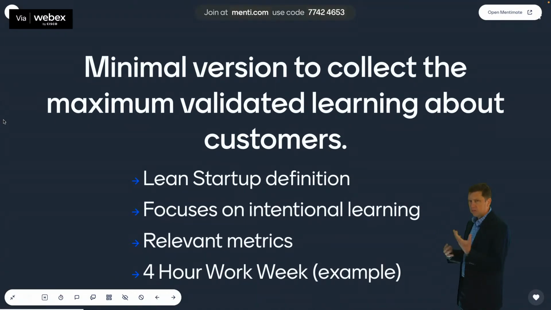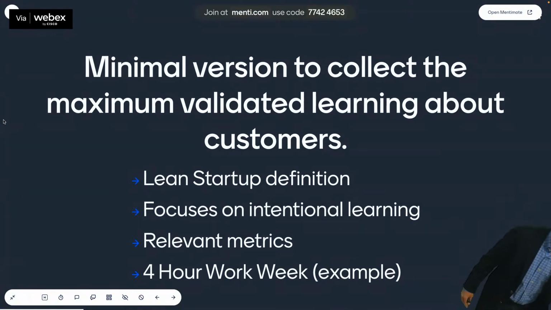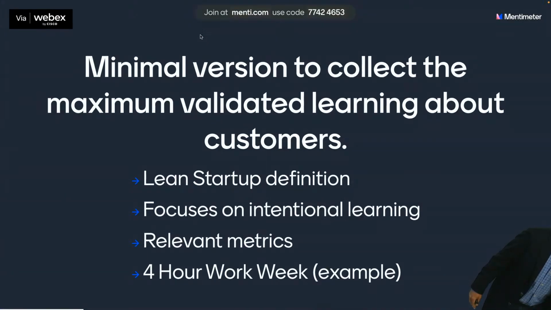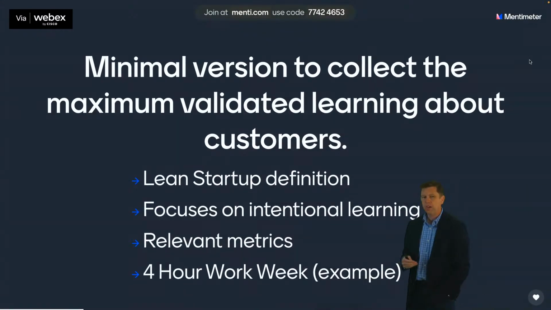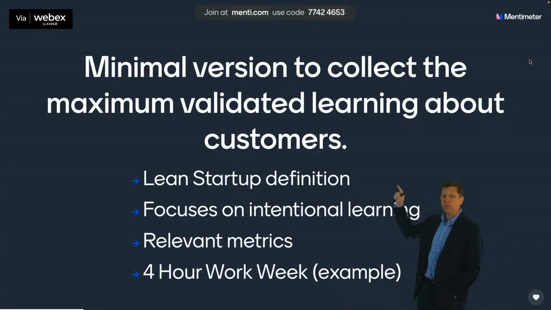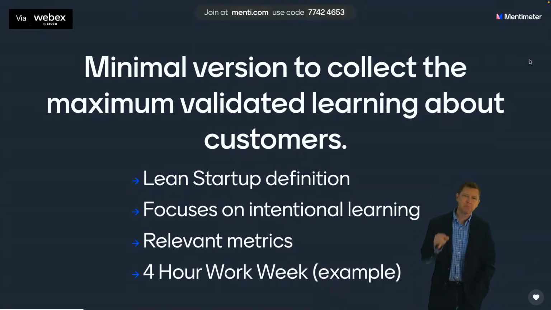An example of this: there's a book by Tim Ferriss called The 4-Hour Work Week that was a bestseller and did very, very well. When he was trying to come up with the title of his book, he was asking himself, what's the minimal thing I need to do to collect the maximum validated learning about customers?